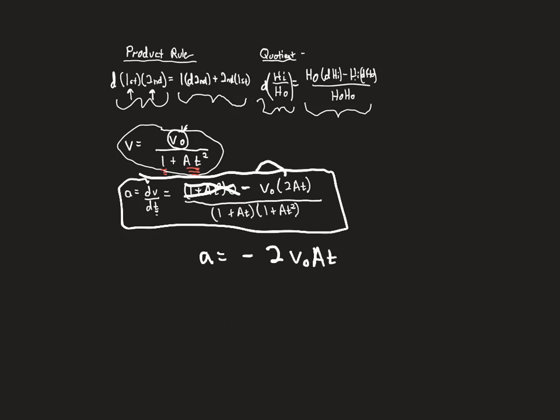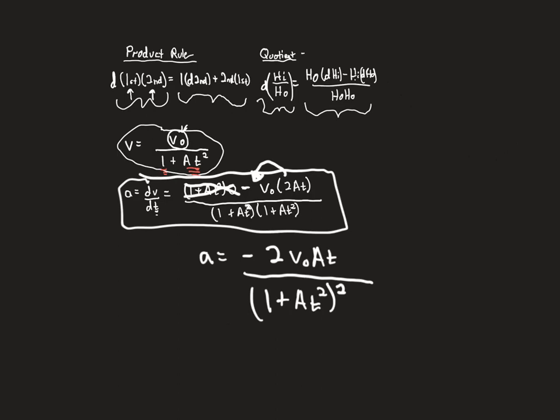Here I just move the 2 out front. No big deal. That's just very basic algebra. And I divide by 1 plus a times t squared, and I would square that because I'm multiplying them together. Looks like I lost a little squared up there, so we'll put that in. Okay, so that's how I would solve this using the quotient rule.